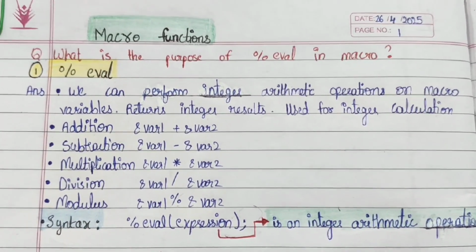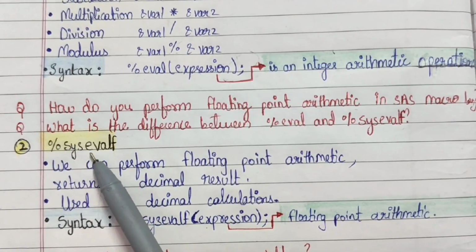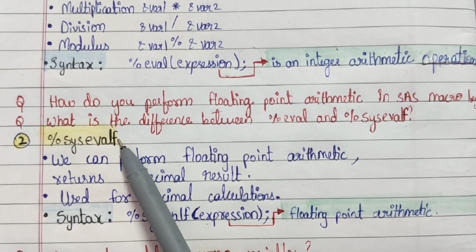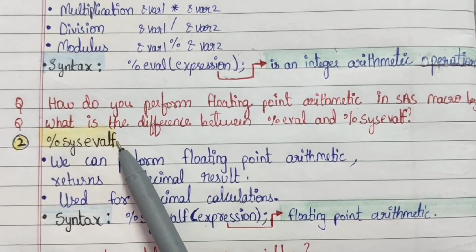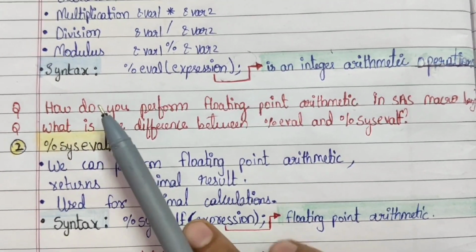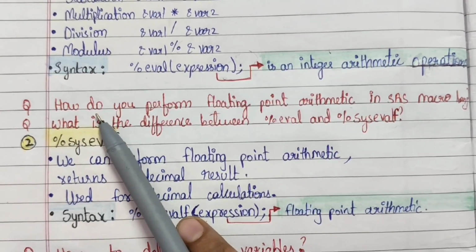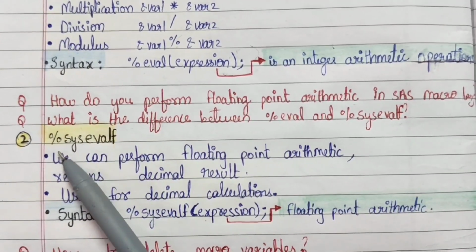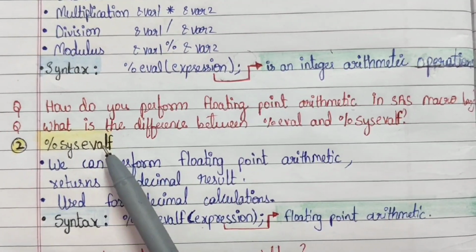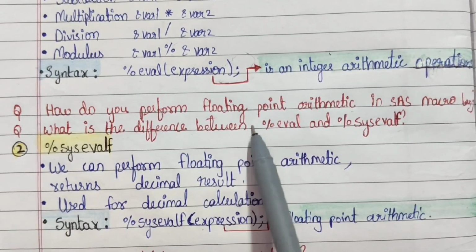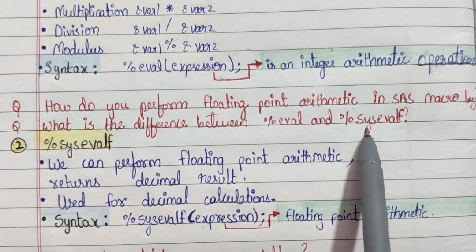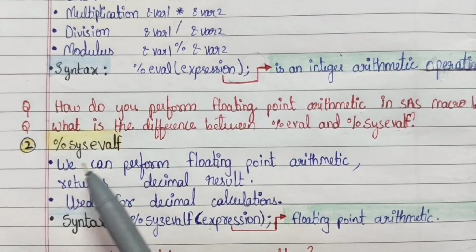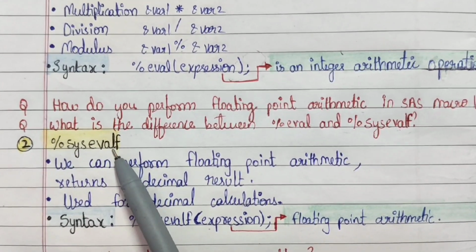Now this is my second function, %SYSEVALF. F stands for floating point. When our numbers have floating points, we use this. Interview question: how do you perform floating point arithmetic in SAS macro language? By using %SYSEVALF. And what is the difference between %EVAL and %SYSEVALF? First we will see what %SYSEVALF is.